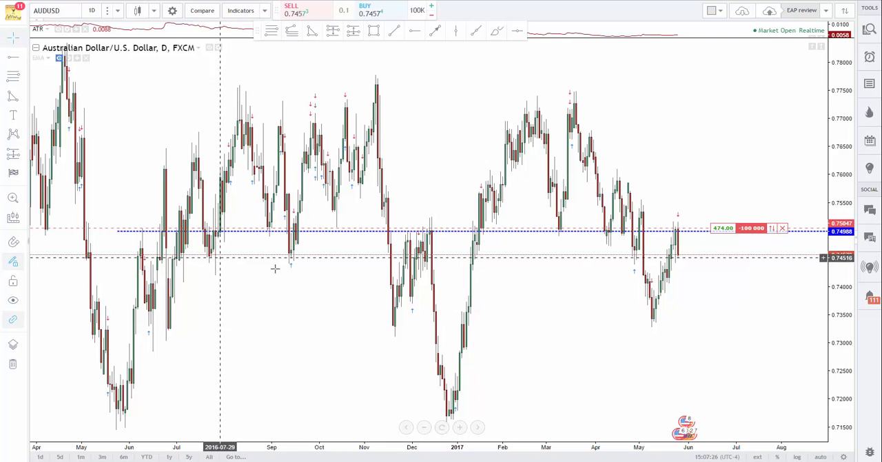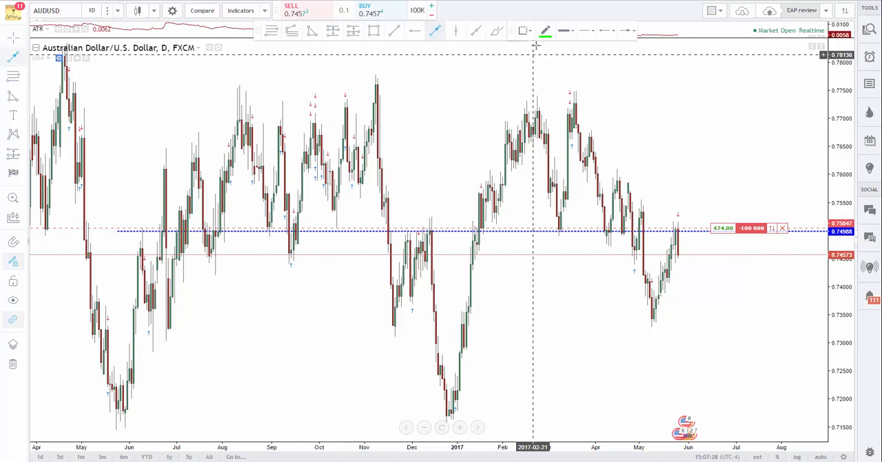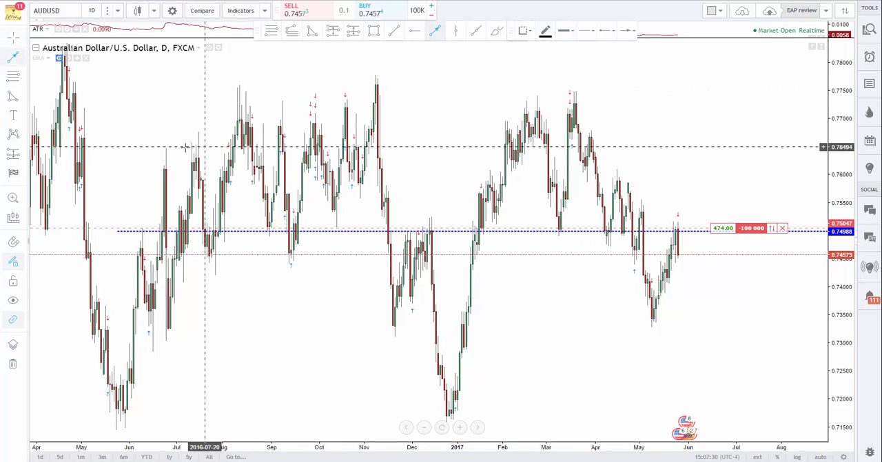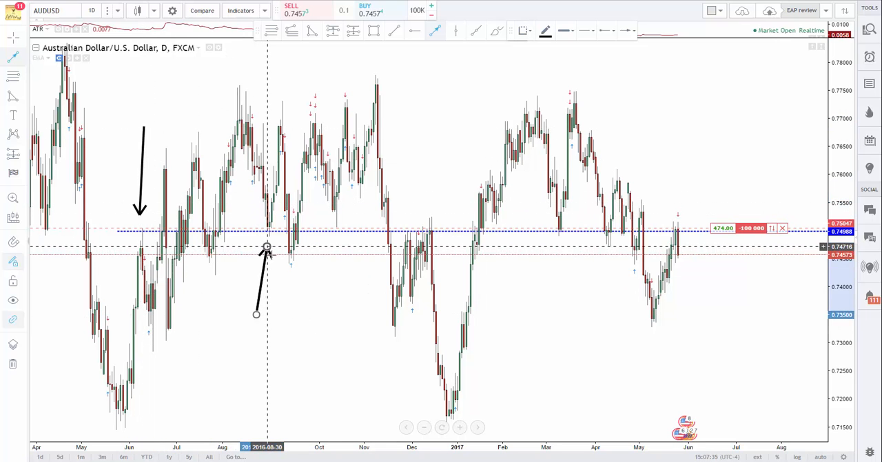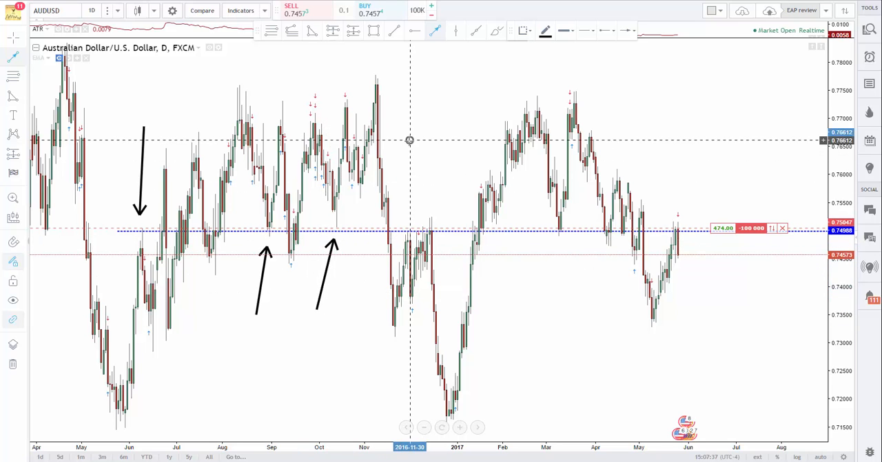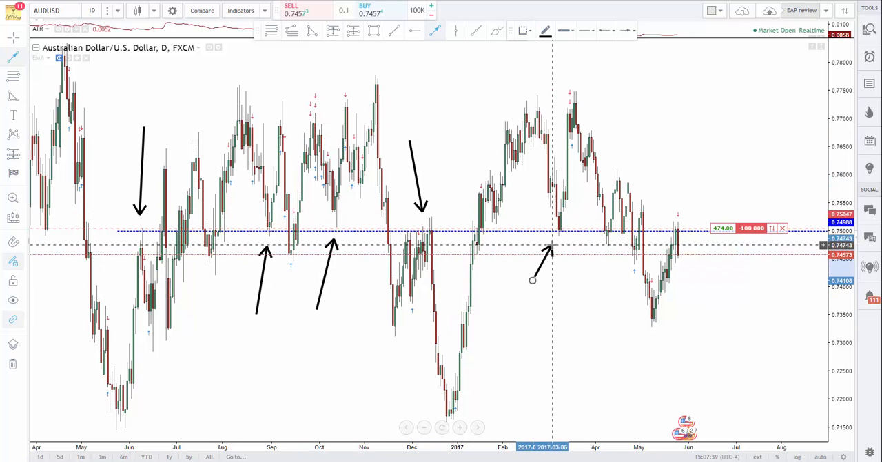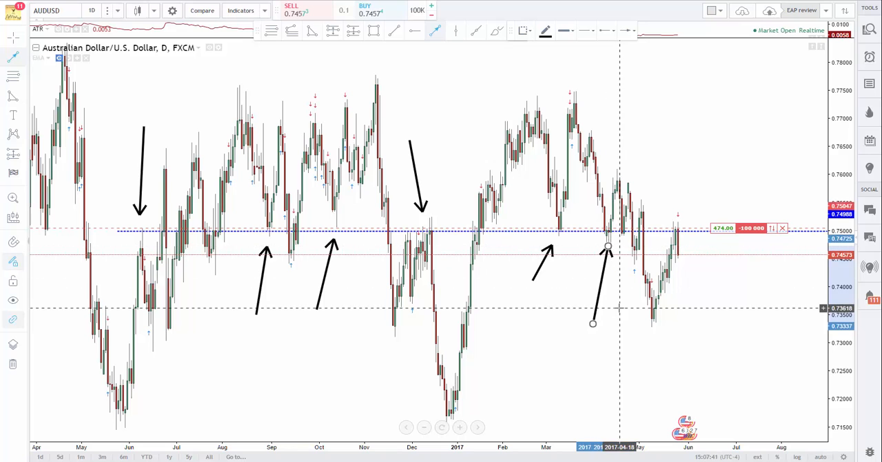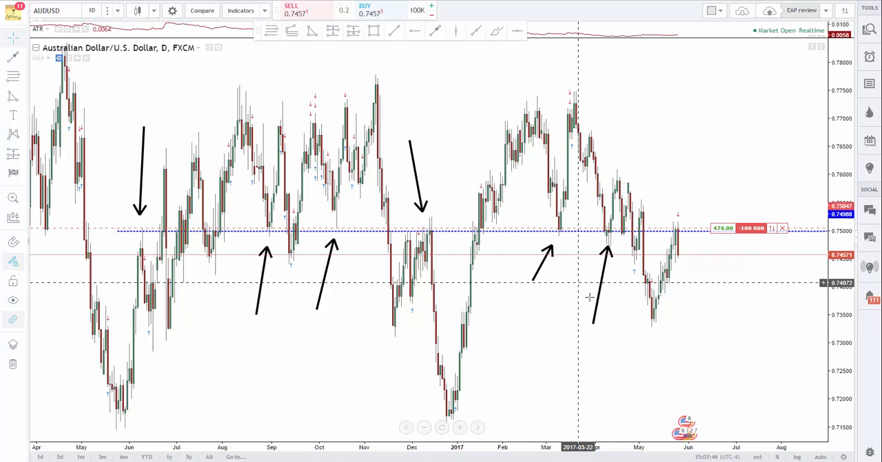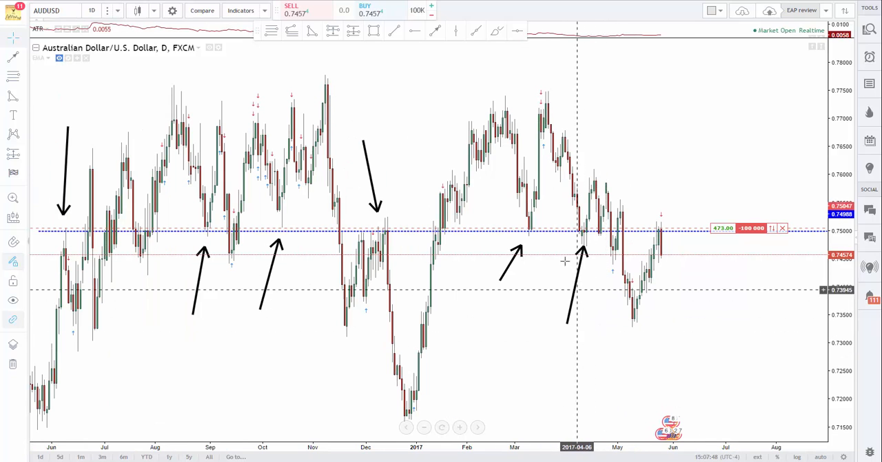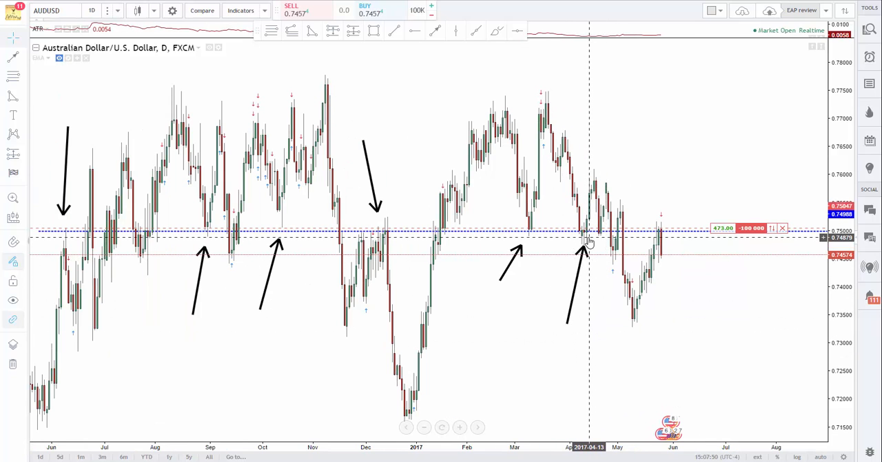And I know it may be a little hard to see for those of you new to reading structure, but what I see when I look at this level is a touch of resistance here, support here, resistance here, support here, support here. So, in my opinion, with there being 1, 2, 3, 4, 5, 6 different times that the market has touched this level and reacted from it, that leads me to believe that we could see a reaction from this level again. Now, of course, there are no guarantees in Forex.